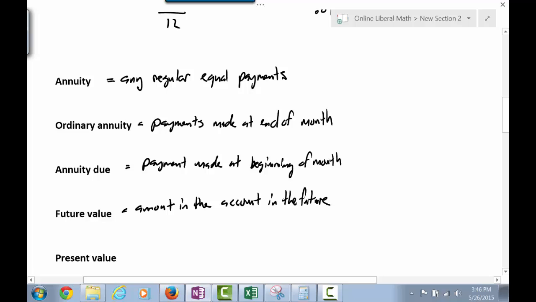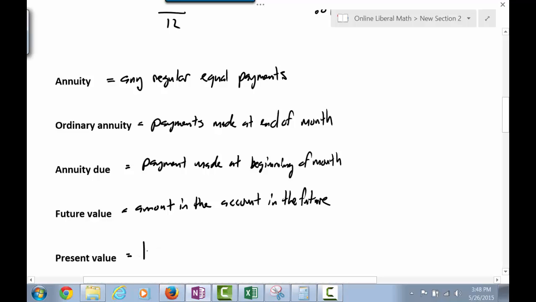Present value of a savings plan is a lump sum deposit that would give the same end result as regular payments into the plan. Let me say that one more time. It is a lump sum deposit that would give the same end result as regular payments into the plan. So present value is if I was to put in one amount of money that would have the same result as putting in the regular payments, then what's the present value of that?